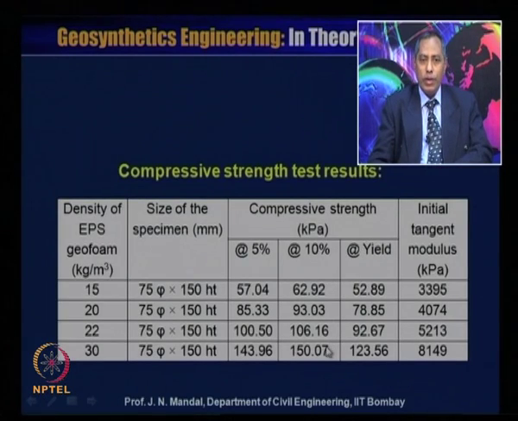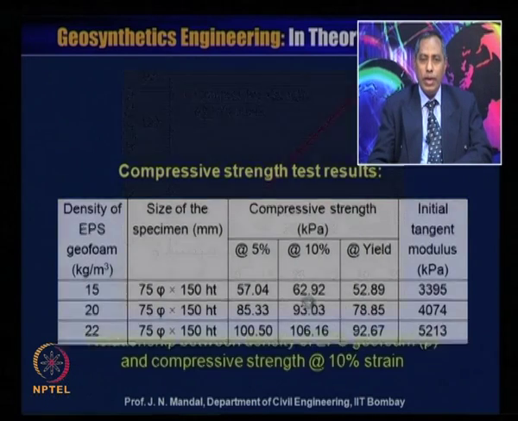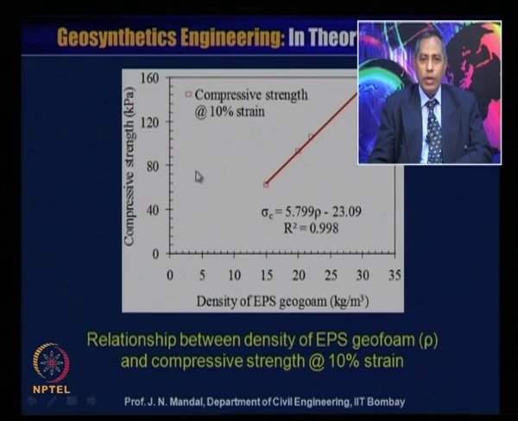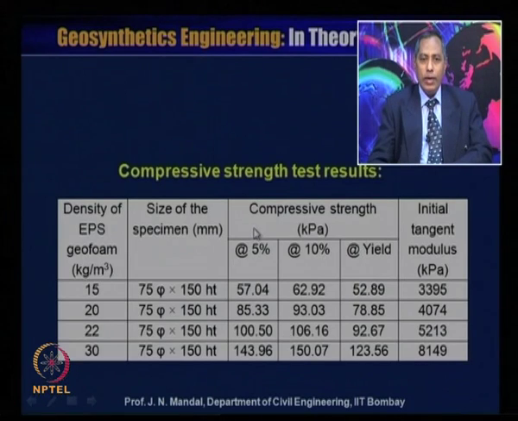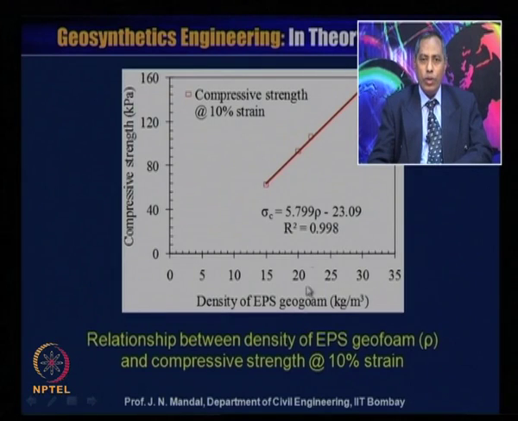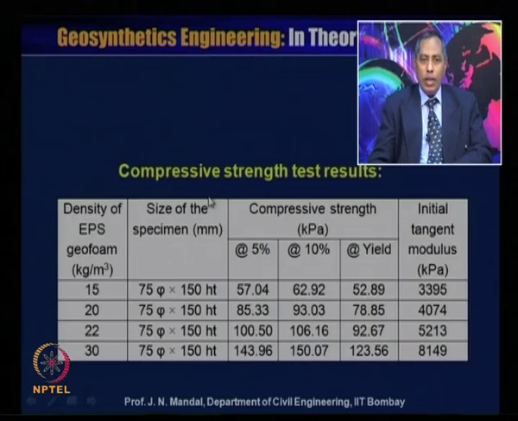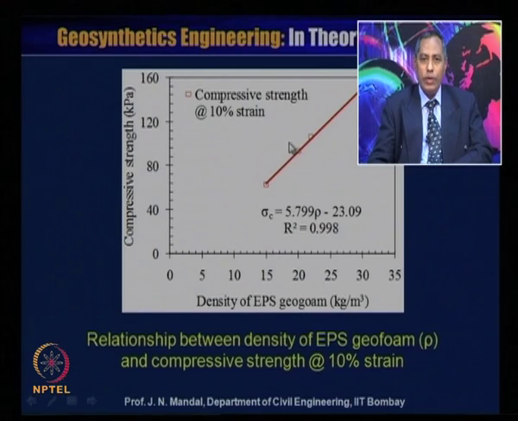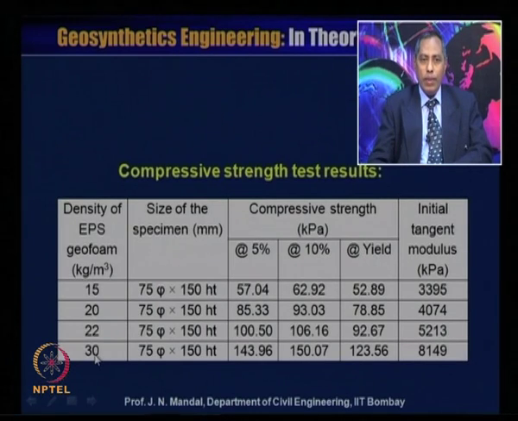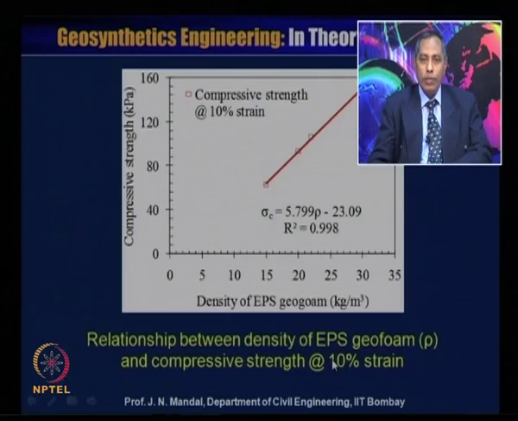So, at 10% strain, when it is 15 then 62.92. Like that, when it is 20 then at 10% strain 93.03. Next, when the density is 22 at 10% strain, 106.16. When the density is 30, then at 10% strain the compressive strength value is 150.07.